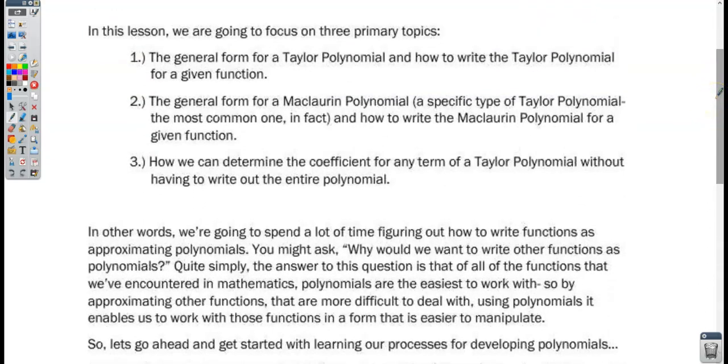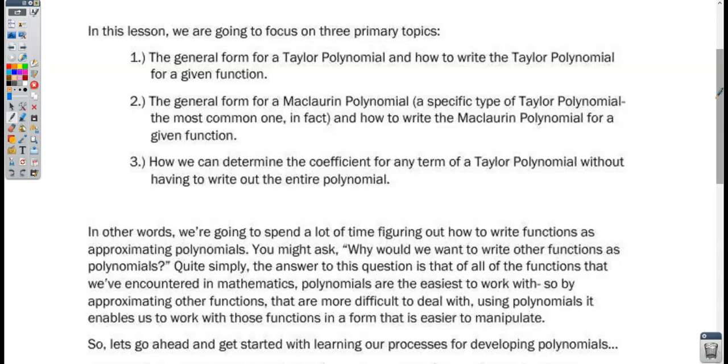A little bit of a bridge here. It says, in other words, we're going to spend a lot of time figuring out how to write functions as approximating polynomials. Well, why would I want to do that? Well, if you think about it, of all the functions that we've encountered in our mathematical lives up to this point in time, polynomials are by far the easiest to work with, the most predictable, the easiest to work with in pretty much every respect. So if we can approximate other functions, which are much more difficult to deal with, using polynomials, it enables us to work with those functions or approximations of those functions in a form that is considerably easier for us to work with or easier for us to manipulate.